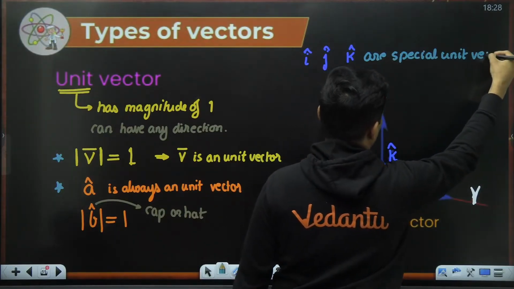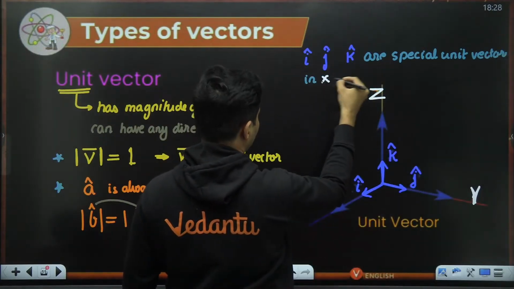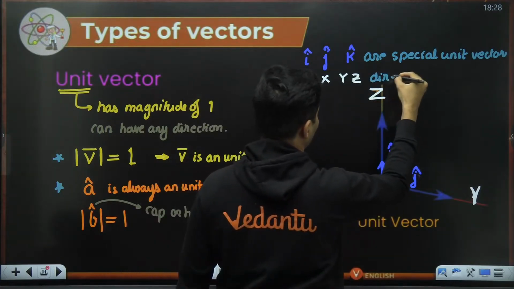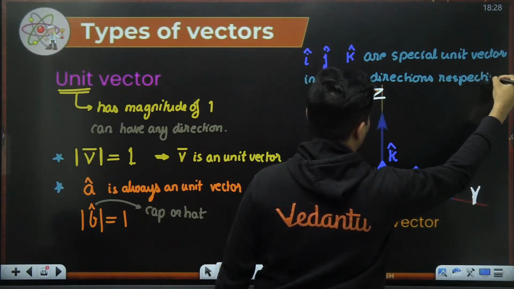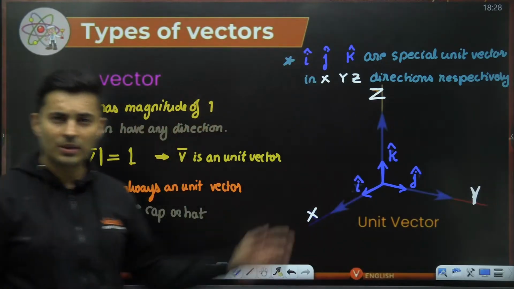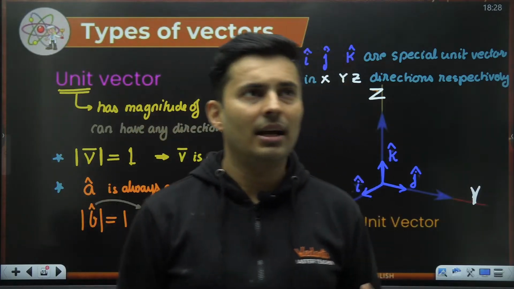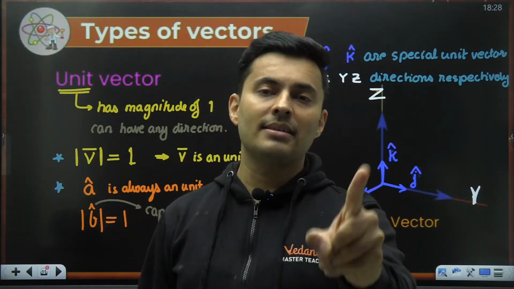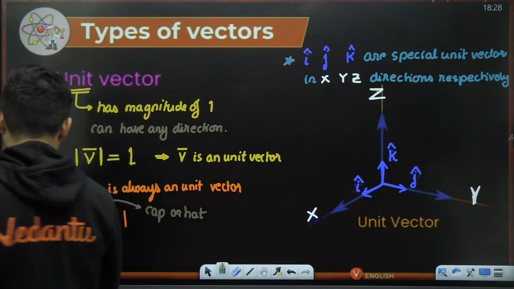So i cap, j cap and k cap are special unit vectors in x, y, z directions respectively. Okay, we'll be using this in the later part of the chapter. In today's session only, we'll be using it very soon, i, j, k. But if I use a hat or z or some other symbol, it can be any direction. But when I use i, j, k, it means something. It is in the perfect direction of x. Okay, i, j, k. Perfect.